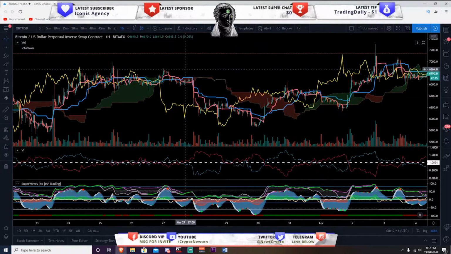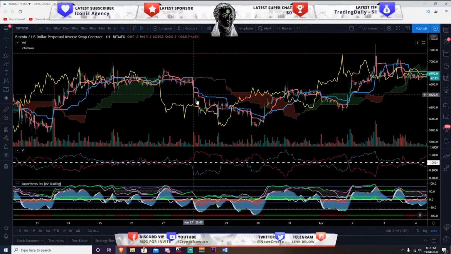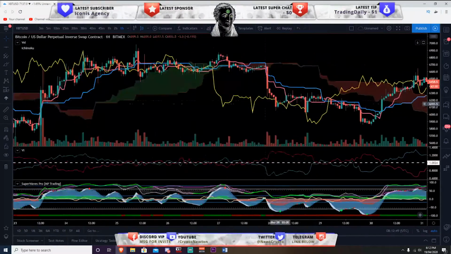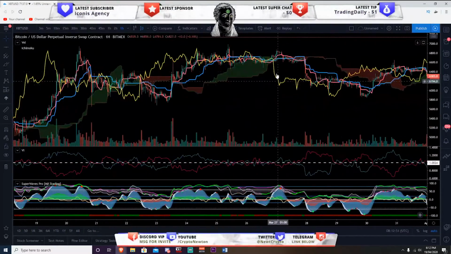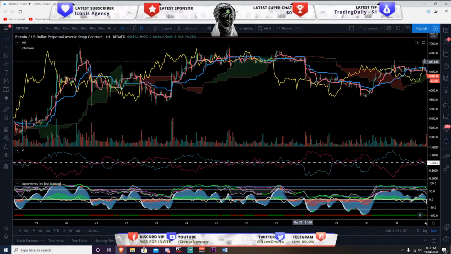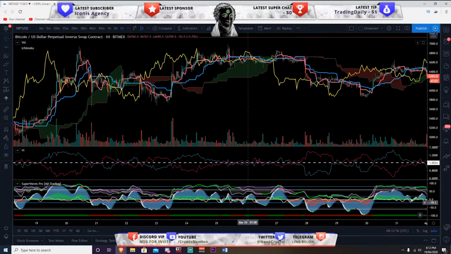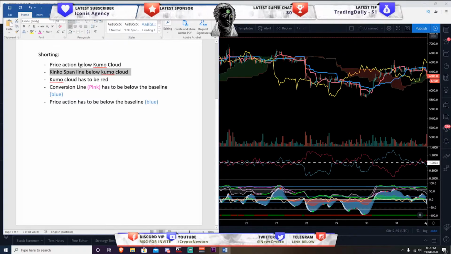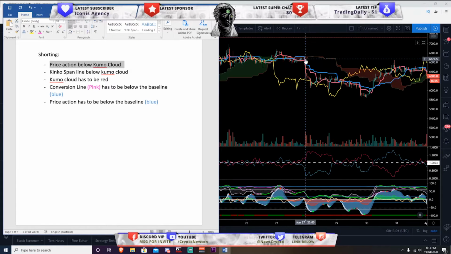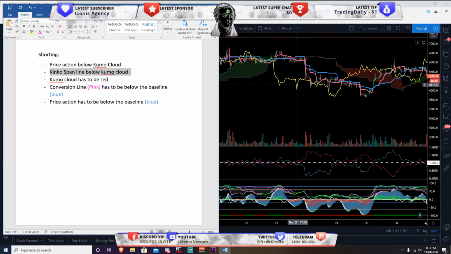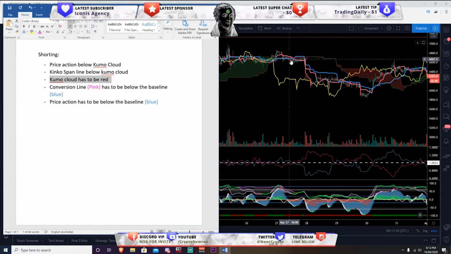So you come over here and you actually get a pretty nice trade most likely. So let's take a look at this, and maybe not. Maybe we have to look at another example, but you see the Kumo cloud drop below the red. Let's get it up here again. So the price action must be below the Kumo cloud, okay? The price action is below the Kumo cloud. You have this pretty nice dump from 6,600 to 6,200. Your Kinko span line has to be below the Kumo cloud, right? It's below the Kumo cloud. The yellow Kinko span line is below the Kumo cloud. The Kumo cloud has to be red, and it is red right here.